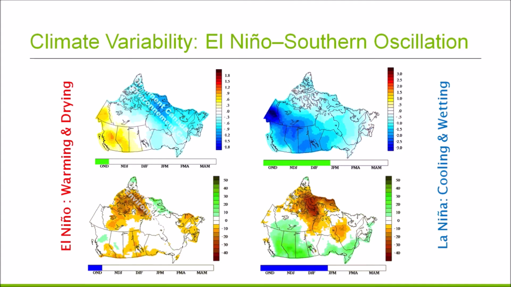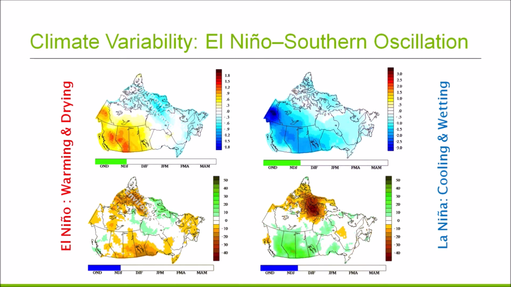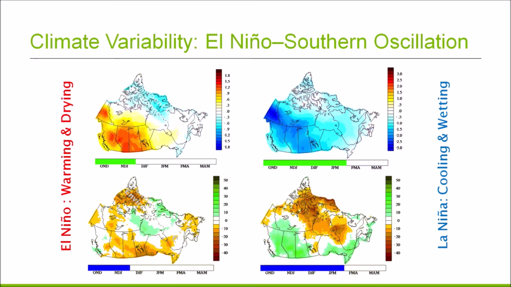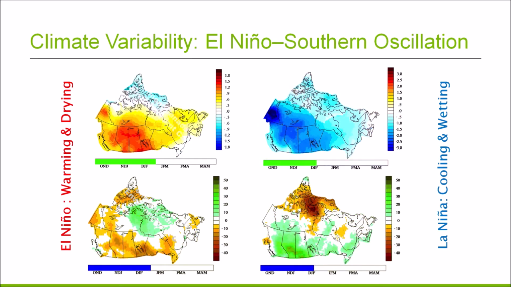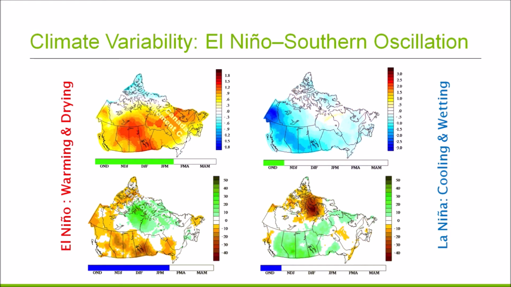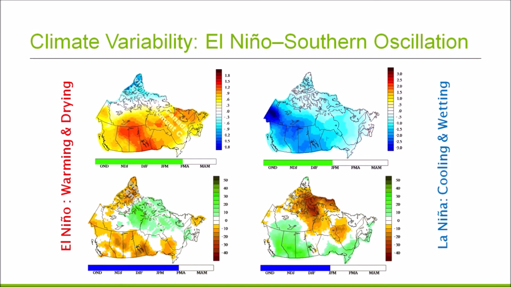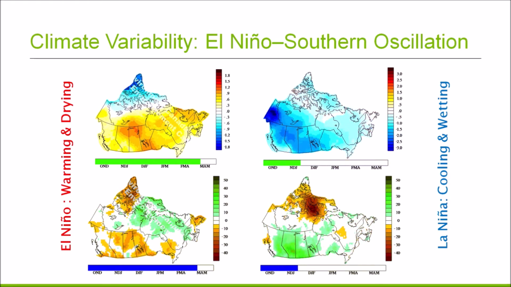Now, the next thing is climate variability. Alberta has some impact from the El Nino Southern Oscillation. You've probably heard about it. Every 5 to 7 years, there is a warming and drying episode, and also a cooling and wetting episode. We call them El Nino and La Nina.